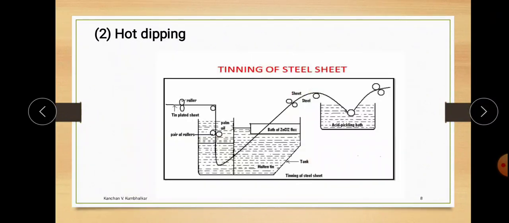Next one, the tinning process. When a steel sheet or iron sheet or iron article is coated with tin, that is known as the tinning process. This is a particular example diagram of tinning of a steel sheet.